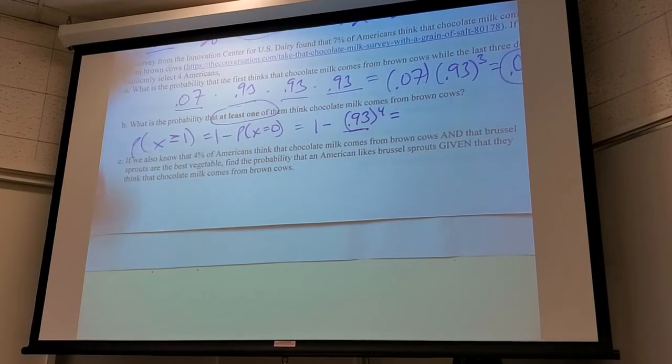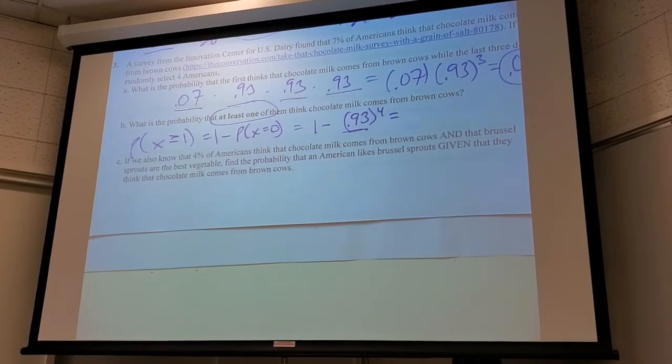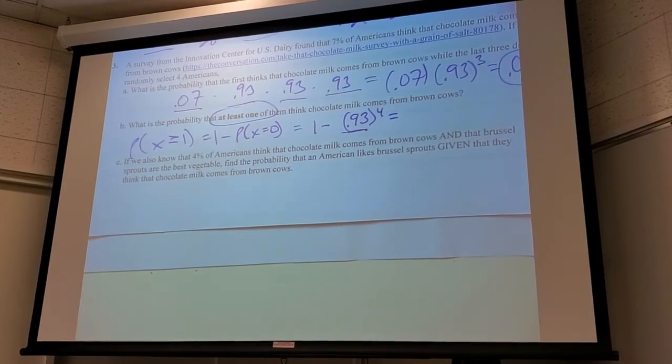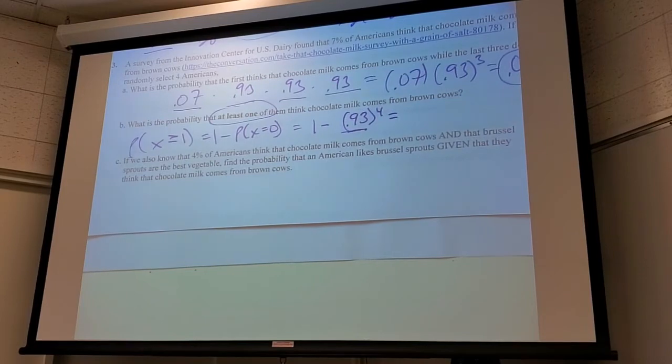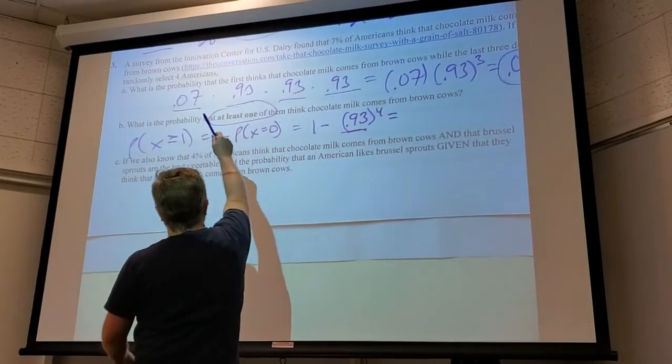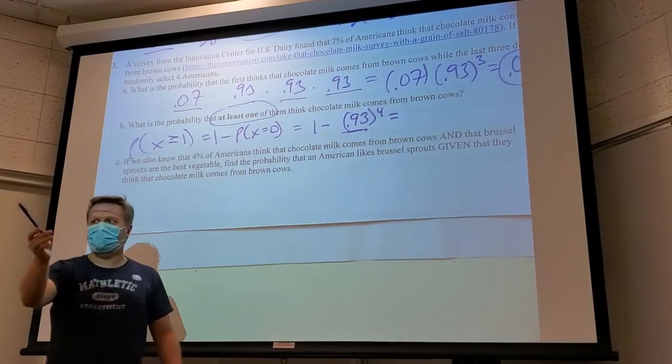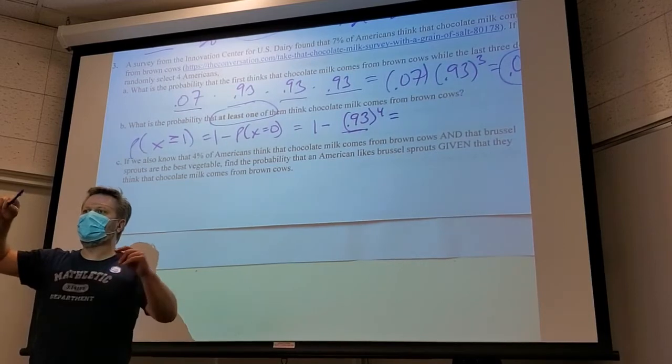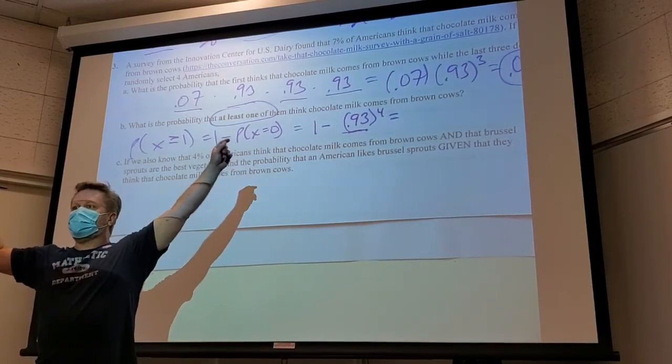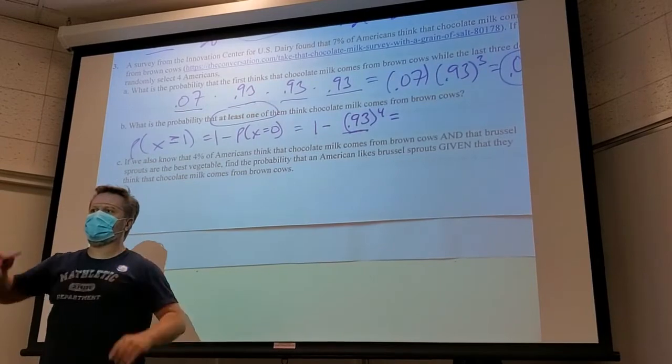Wait, why is it 0.93? So the probability that at least one of them thinks chocolate milk comes from brown cows is 1 minus the opposite of that, which is nobody thinks chocolate milk comes from brown cows. So if it's nobody, why would it be 0.93? Because, what did we just say? Nobody thinks chocolate milk comes from brown cows. So this guy doesn't think it, this guy doesn't think it. What's the probability somebody does not believe that? 93%, yes? Because there's a 7% chance they do believe that.